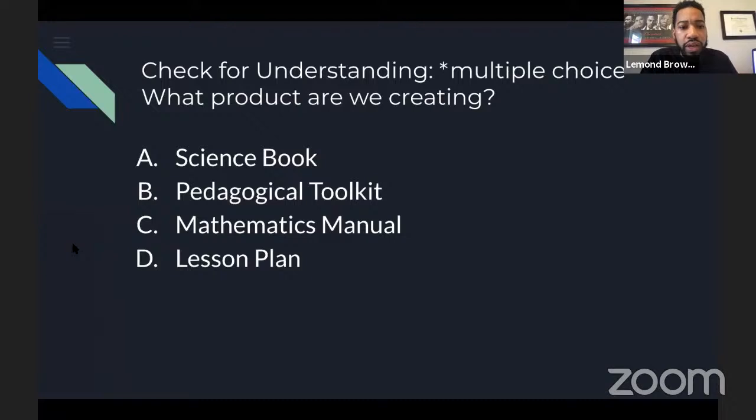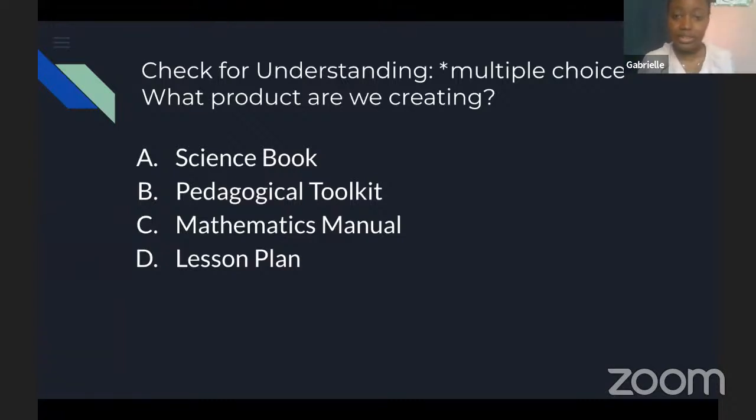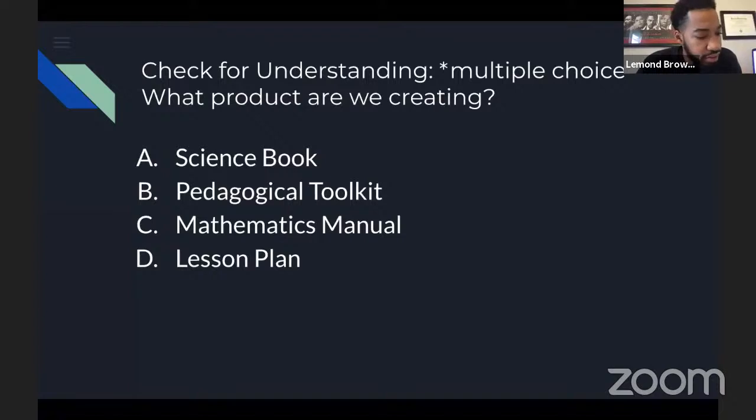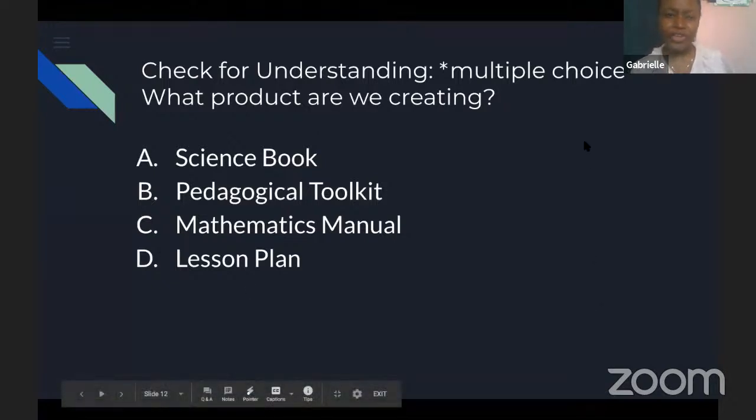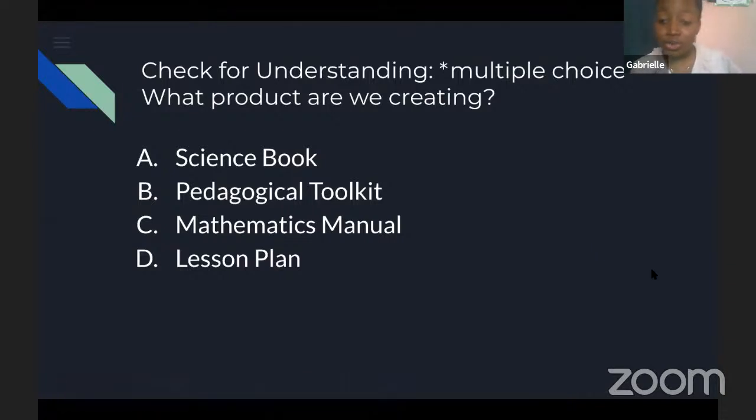Okay, now a quick check for understanding. Gabrielle, if you would like to read that question, I'll monitor the chat. Simple multiple choice. Definitely. All right. So the question asks, what product are we creating? Who can answer? What is the product? Are we creating a science book? Are we creating a pedagogical toolkit, a mathematics manual, a lesson plan?